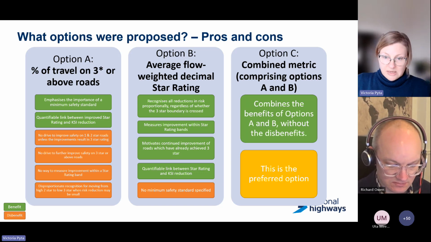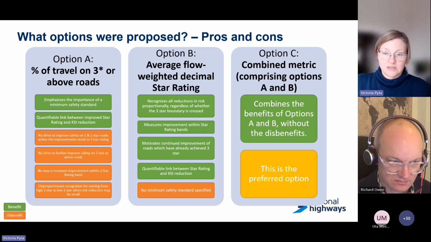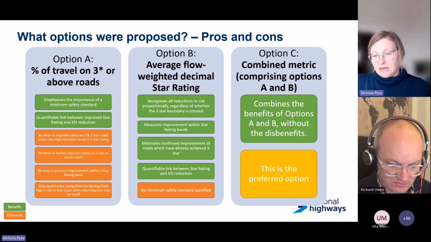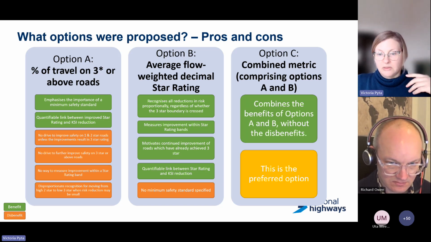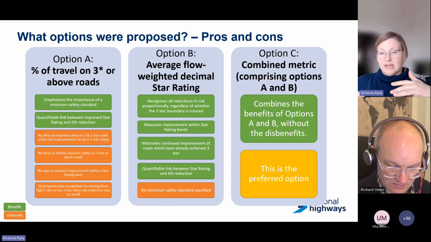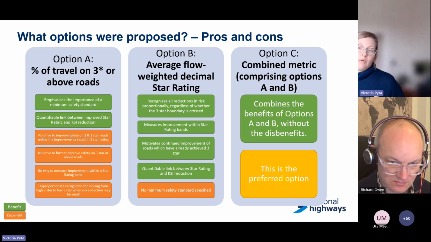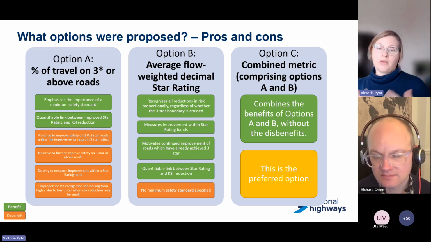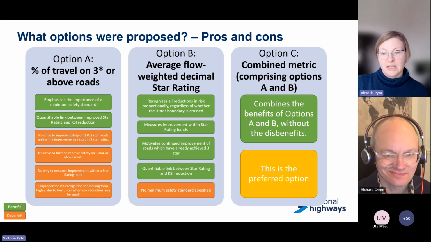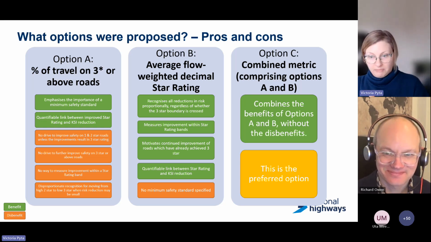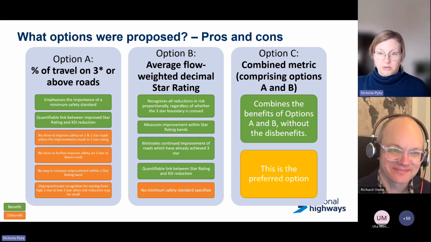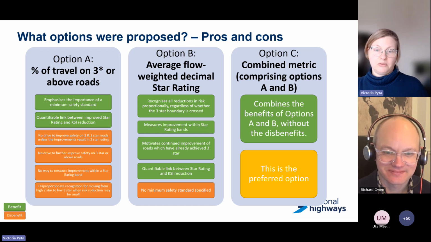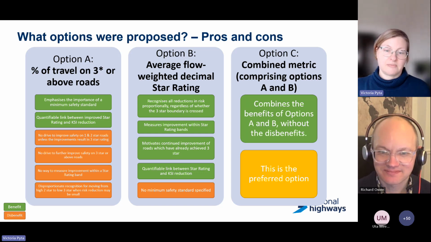Measures improvements within star rating bounds, motivates continued improvement of roads which have already crossed that 3-star boundary, and, as with the other one, provides a quantifiable link between star rating and KSI reduction. But if you change to that, then there's no minimum safety standard. So what we said was, okay, we want that, but we also want the other one. So we proposed to combine them, and that's what ended up being approved. We get the benefits of both without the disbenefits.